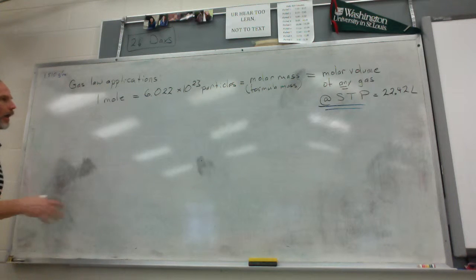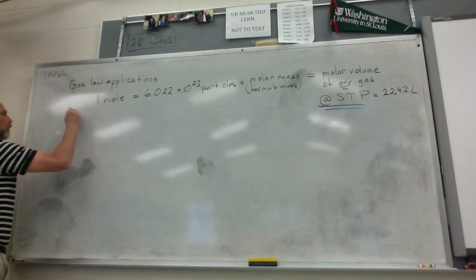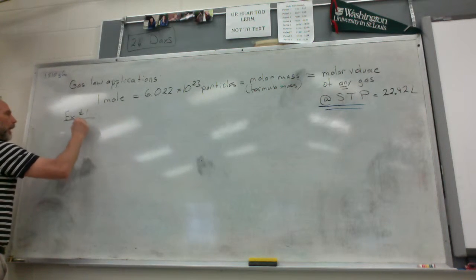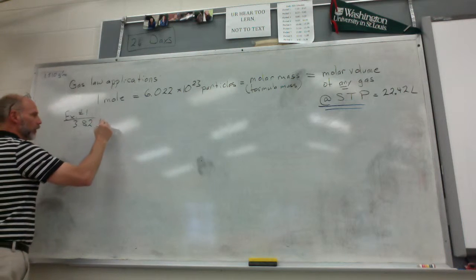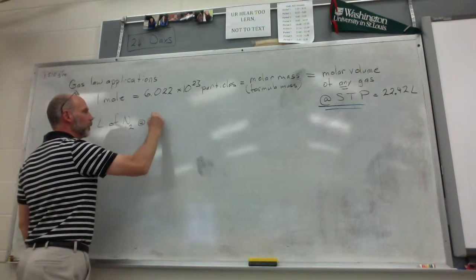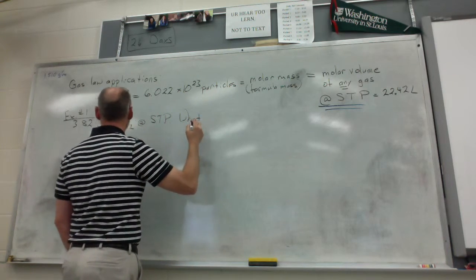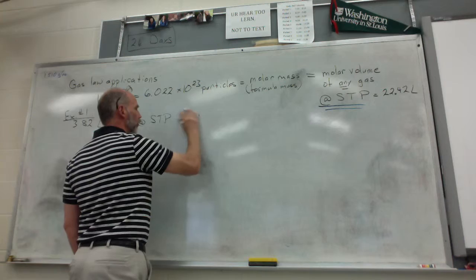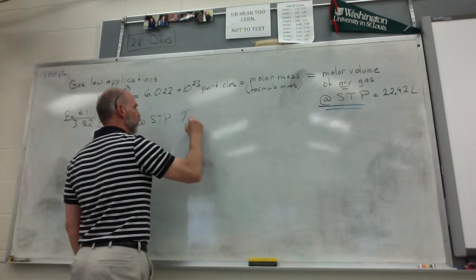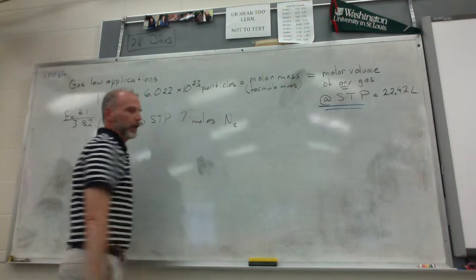First off, let's apply this a little bit. What if I had 3.82 liters of, say, nitrogen at STP? How many moles would that be?